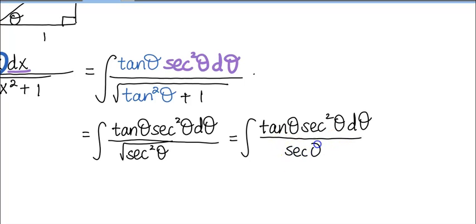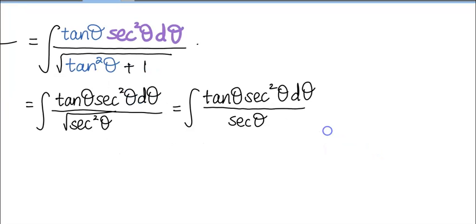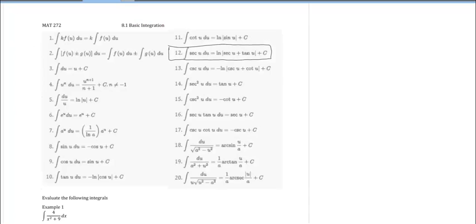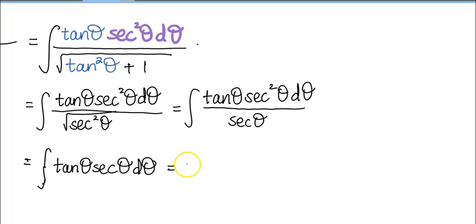Now, to continue simplifying before we integrate anything, I can cancel one of those secants and be left with the integral of tan theta, secant theta, d theta, which is something that we do know how to easily integrate because we know that the derivative of secant is secant tangent. So just popping back to 8.1, we do know that if we are integrating the product of secant and tangent, we would only get secant. So this is equal to secant theta plus c.